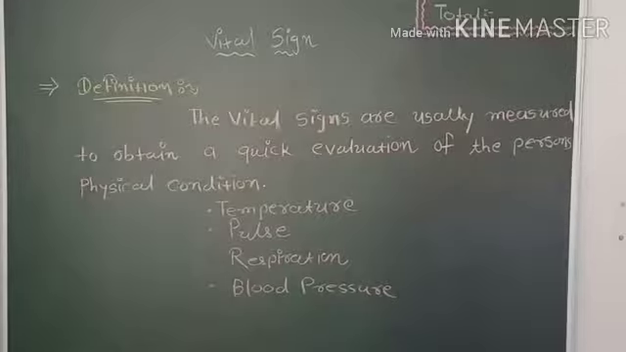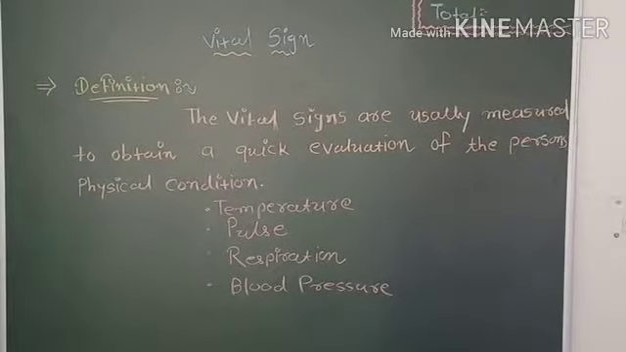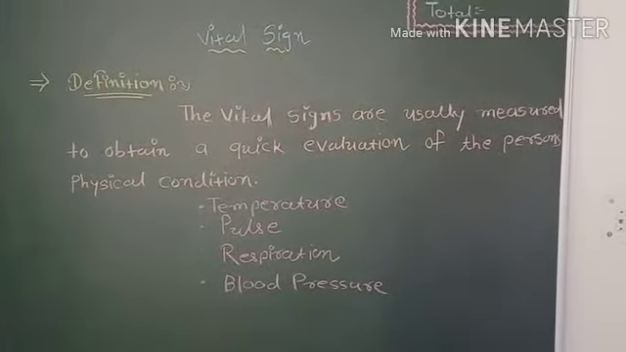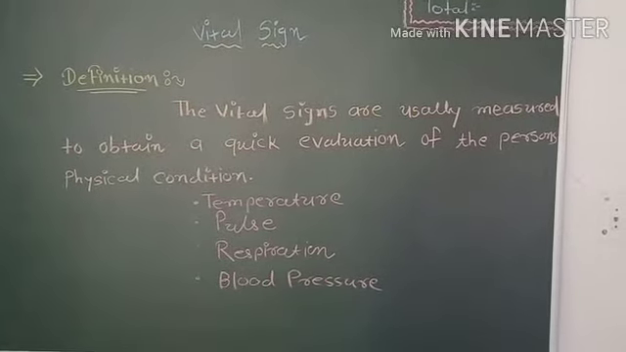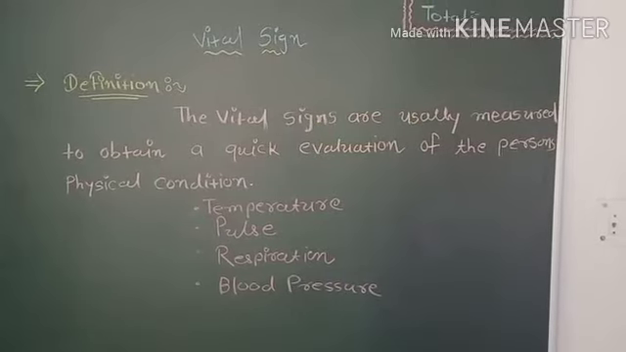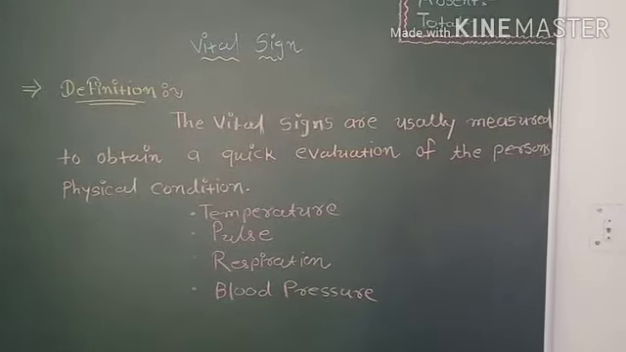Today we will demonstrate the procedure of vital signs. So first, the definition of vital signs. Vital signs are usually measured to obtain a quick evaluation of the person's physical condition. They include four parameters: temperature, pulse, respiration and blood pressure. Vital signs are also known as the cardinal signs.